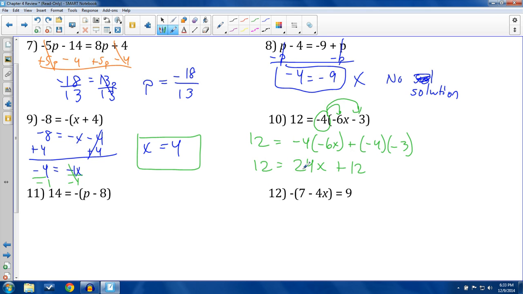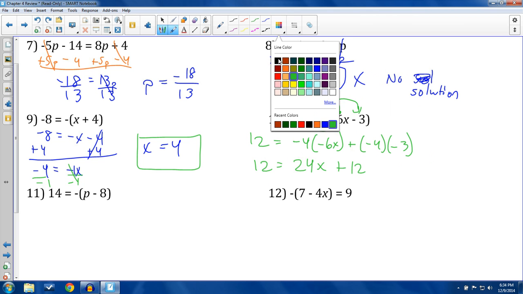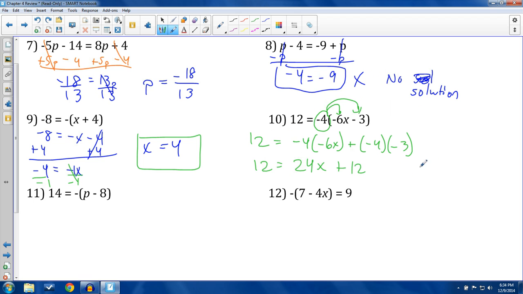Subtract 12 from both sides. This is one of those examples where I'm not going to write that. 12 minus 12 is 0. You get 24 times x equals 0. And just like all those other weird ones you had before, x also equals 0.